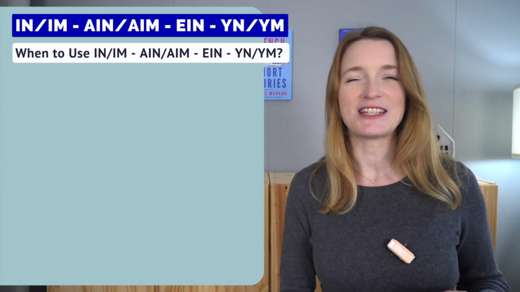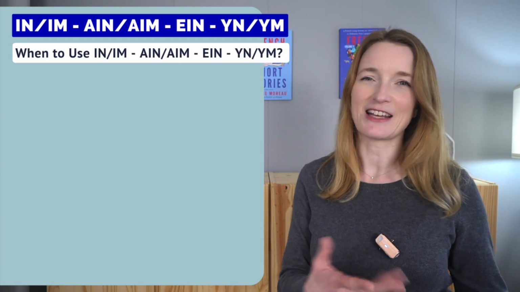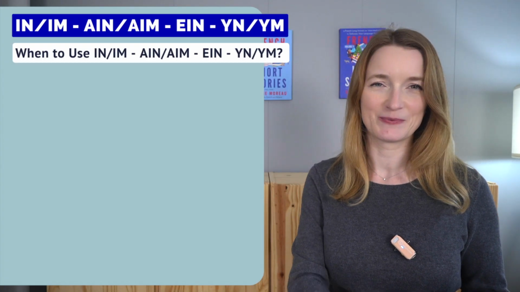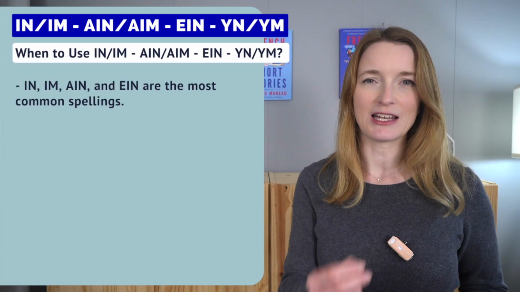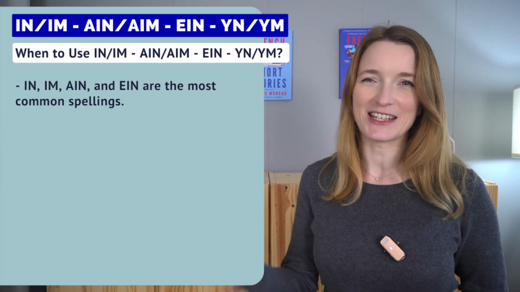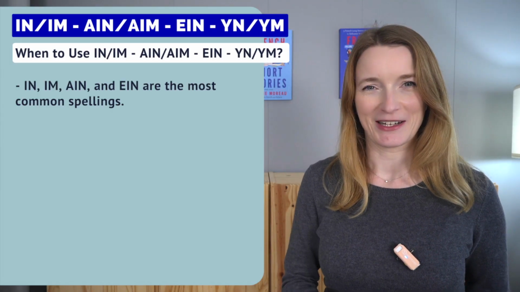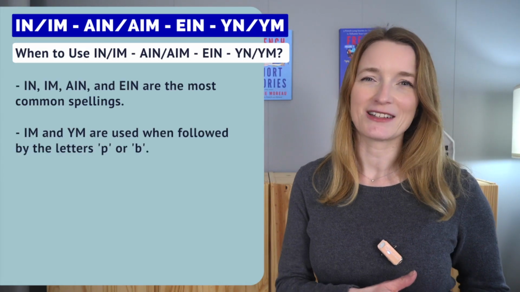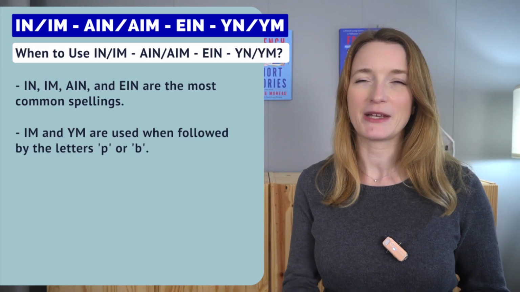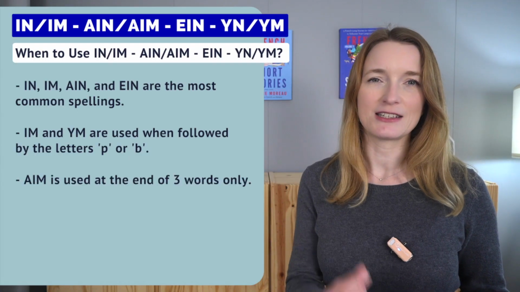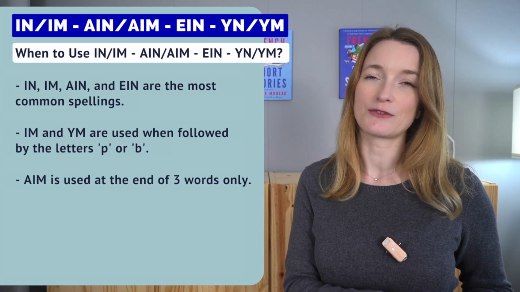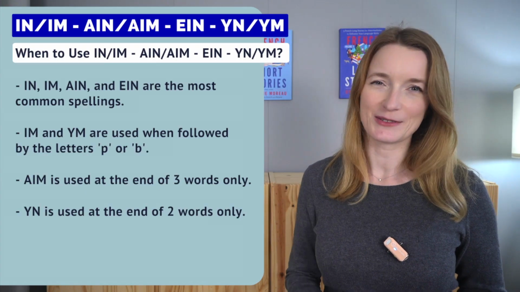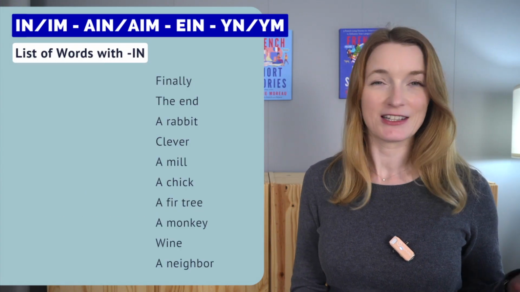So when to use I-N, I-M, A-I-N, A-I-M, E-I-N, Y-N, Y-M. So I-N, I-M, A-I-N, E-I-N are the most common spellings, still 4, but you know. I-M and Y-M are used when followed by the letter P or B. A-I-M is used at the end of 3 words only, and Y-N is used in 2 words only. So, list of words including I-N.